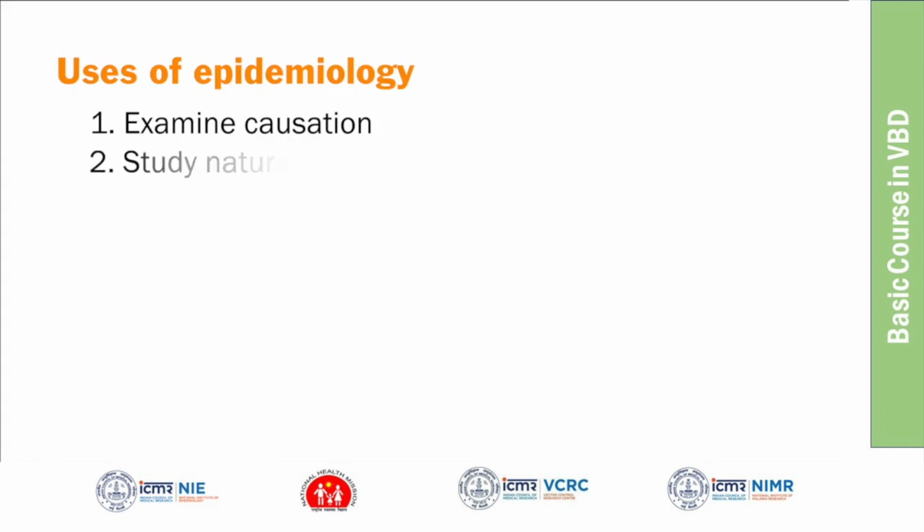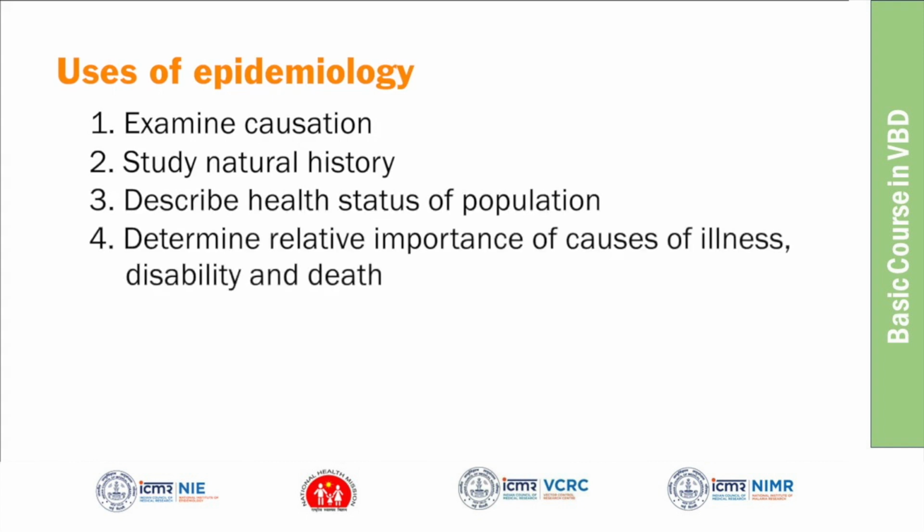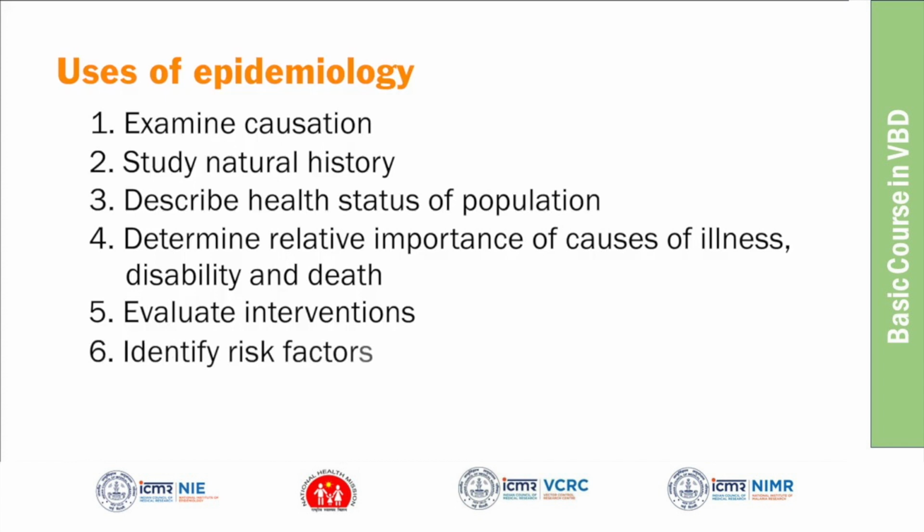The second use is about studying natural history. Third is about the health status in the population. And fourth is about determinants, and also looking at relatively which determinant is important and which of the outcomes are more importantly happening in a particular given context. And fifth, when you apply these principles in the field, from the findings you evaluate how they are working and whether they can bring down the burden of a particular factor. Sixth is to make sure you identify risk factors. Let's look at one by one.